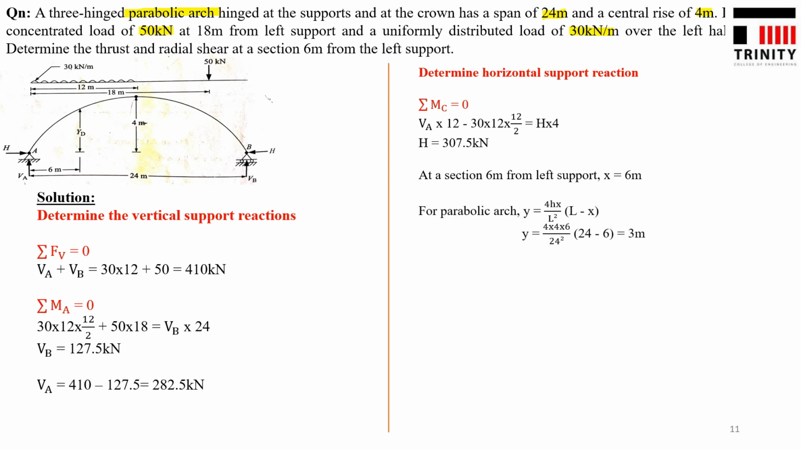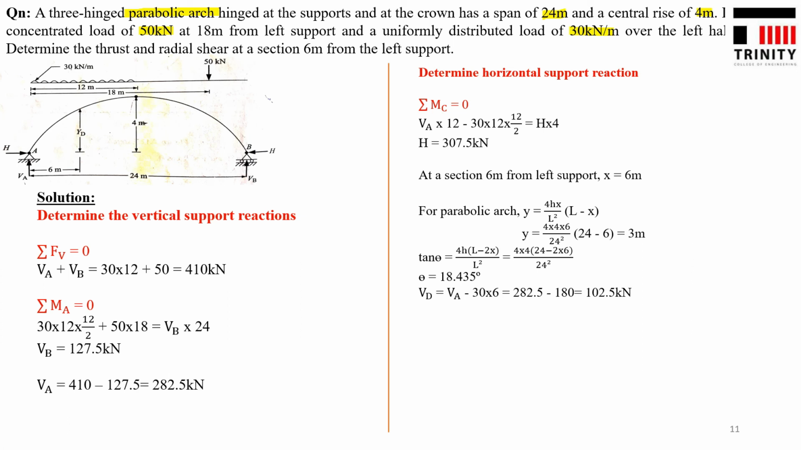Then for a parabolic arch, y is equal to 4hx by L square into L minus x. So find y, which is obtained as 3 meter. And then find theta by using the equation tan theta is equal to 4h into L minus 2x divided by L square. Theta is obtained as 18.435 degree.